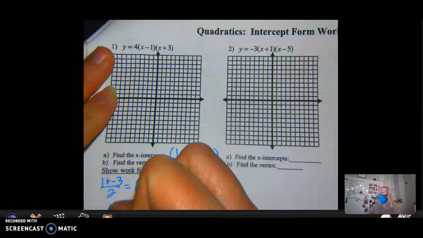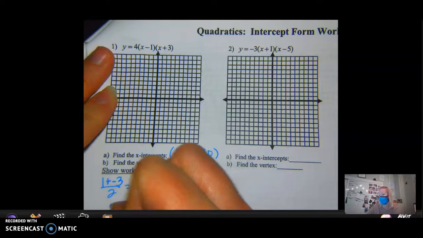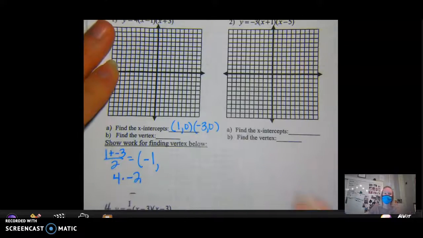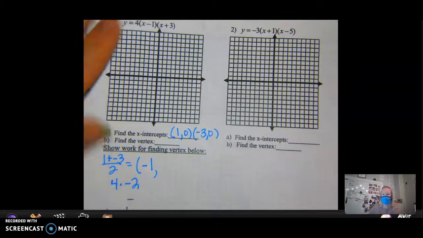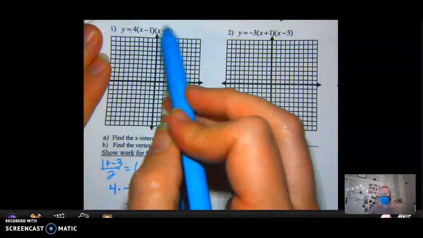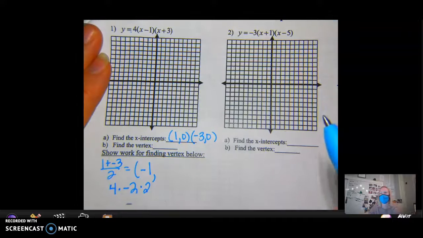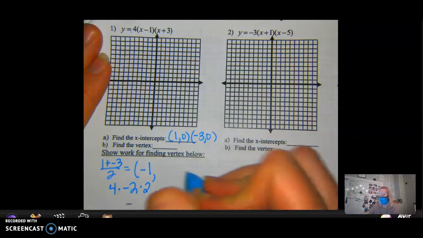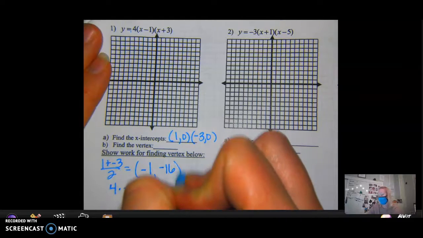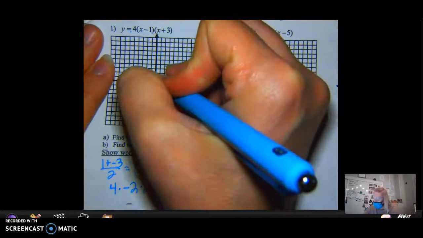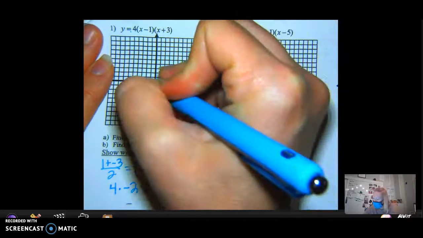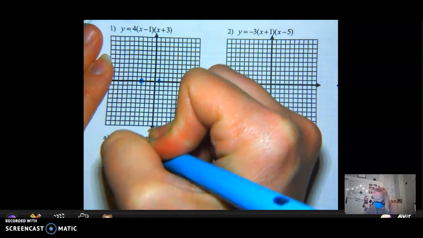If I go back another one, I am at -2. And then what's -1 plus 3? Good. So really what I'm doing here is 4 times -2 times 2. What's 4 times -2 times 2? -16. So I have a point at 1, 0, at -3, 0, and this point at -1, -16.